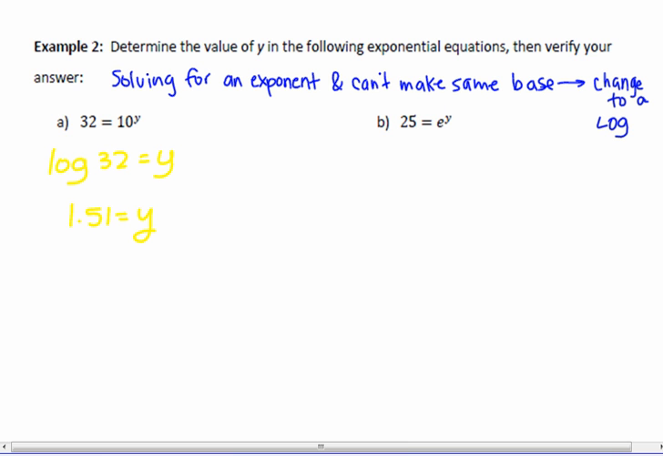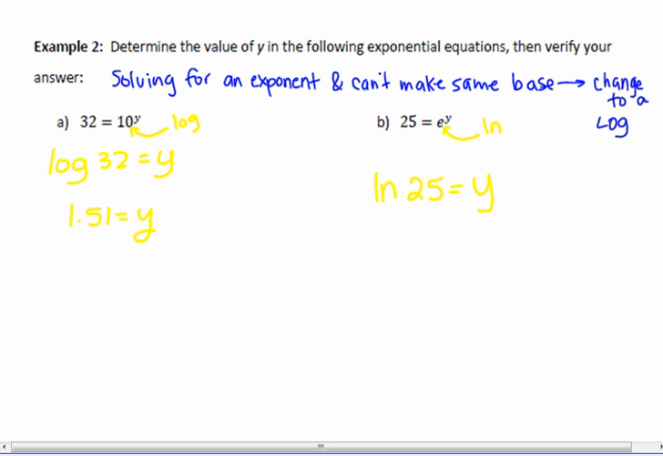Okay, so notice if it's base 10, we use the log. If it's base e, what type of log are we going to use? The natural log, ln, right? Because ln is base e. So how would we write this? I'm looking for my exponent, so we want to change it to log form because I can't make 25 base e. Just can't. So you could use log base e, but then we need a whole other set of calculations. We're going to use natural log, base e. Do we have to write it? No. Of 25 equals y.